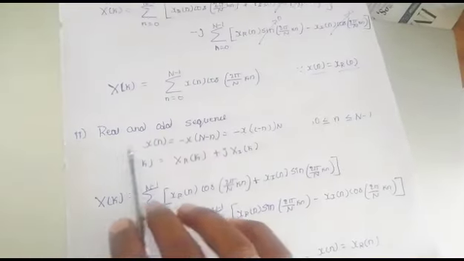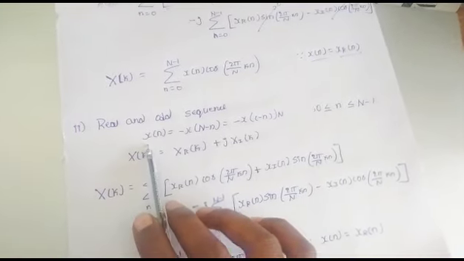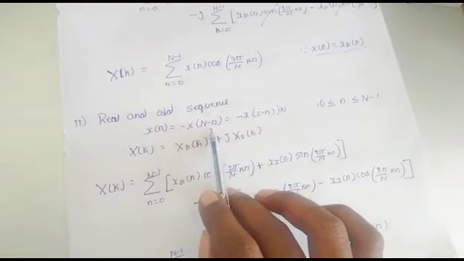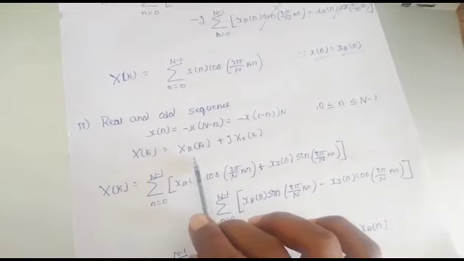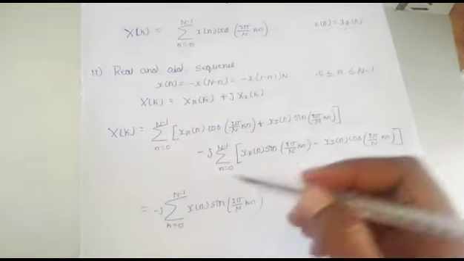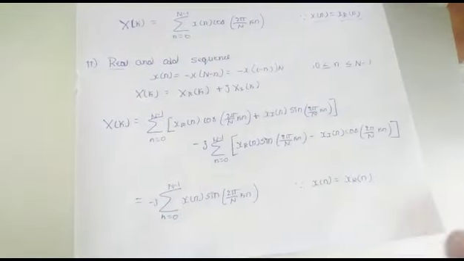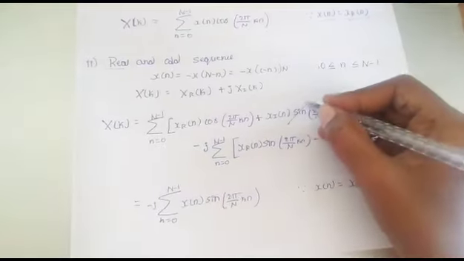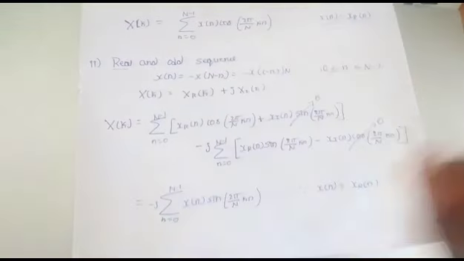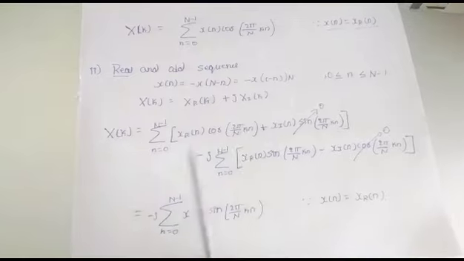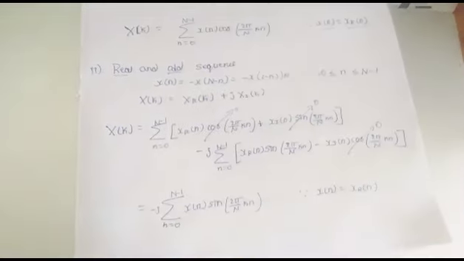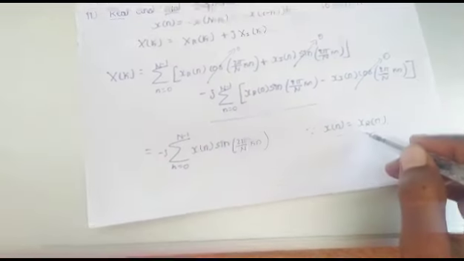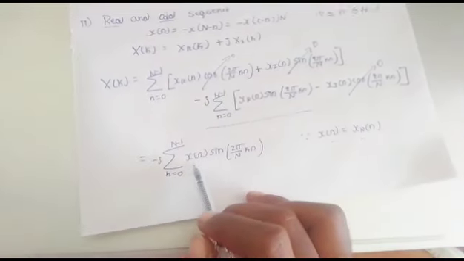For real and odd sequences, we have the condition x of n is equal to minus x of minus n, which is equal to minus x of mod of minus n. So we know the formula x of k is equal to xr of k plus j xi of k. Here also we have to get only real terms, so we can cut out the imaginary terms which have suffix i. Then we have the two terms xr of n cos 2 pi by n into kn and then minus j xr of n sin 2 pi by n into kn. So we have to get the odd sequence. Cos is an even sequence, so that term becomes 0 and we get this one. Here xr of n is equal to x of n, so we can replace xr of n by x of n.